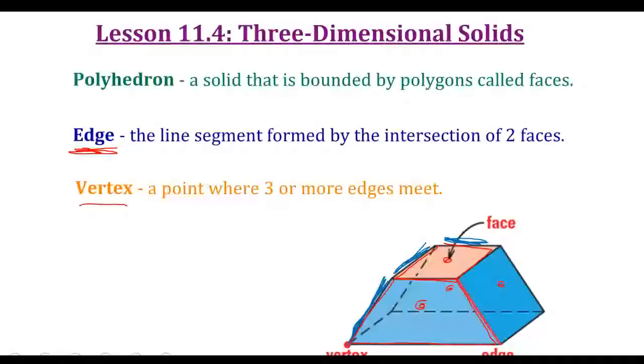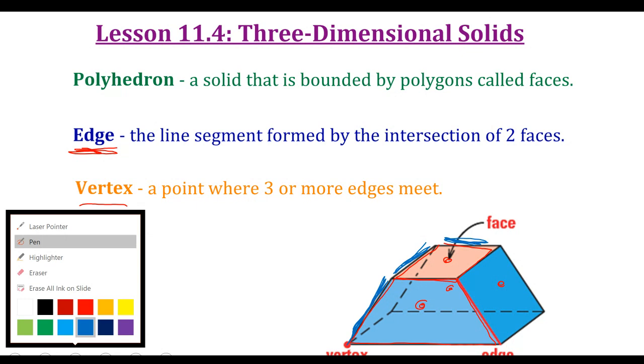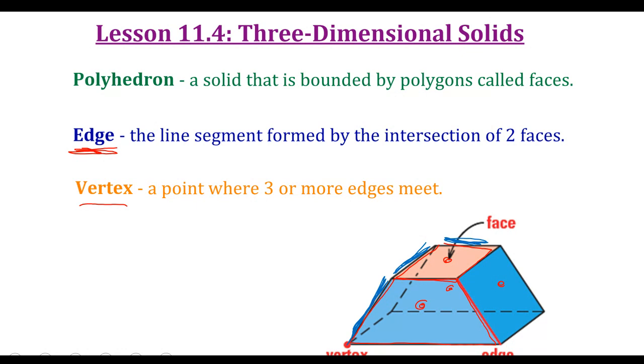that shape would have. A vertex, I'll put that in the orange, is a point where three or more edges meet. So 1, 2, 3. It's all the points. So these are all vertices: a vertex, a vertex, a vertex. All those are vertices. And sometimes we're going to have to count how many faces, edges, and vertices we see in the three-dimensional solid.